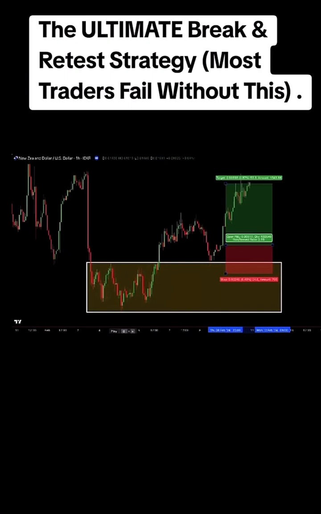Now that we've covered trading the break and retest strategy with the trend, it's time to focus on how to spot and trade reversals, catching the beginning of a new market move. Let's start with the double top pattern.